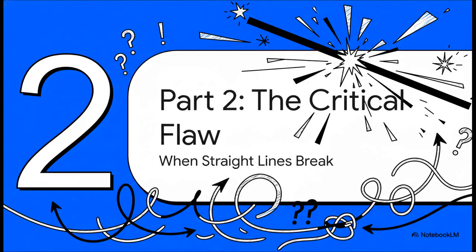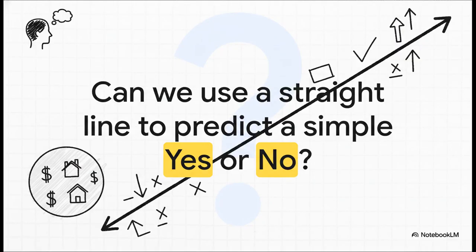But what happens when we try to use this really powerful tool for a different kind of problem? This is where that simple, trusty straight line can get us into some serious trouble. And this is the core of the issue. I mean, think about it for a second. Can you really use a straight line, a line that can go up or down forever, to predict a simple yes or no answer, like whether or not someone is going to default on a loan?